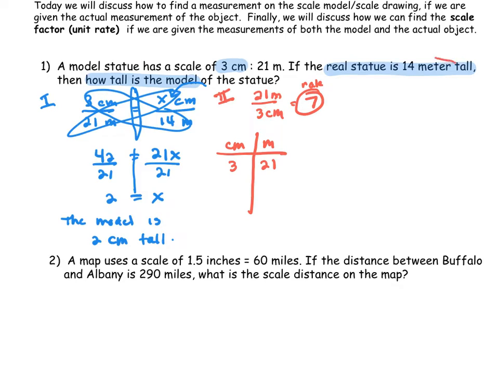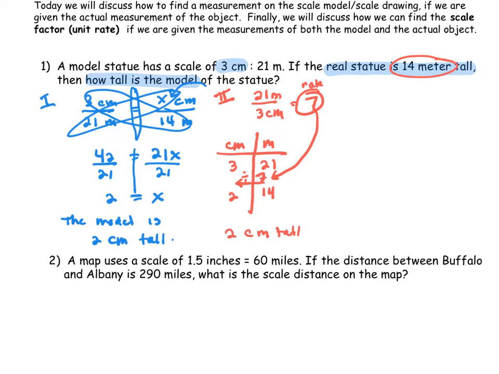But they also gave us the actual statue. So they've given us 14, and we need to now move this direction in order to figure out what the centimeters are. So we're going to divide by 7. This 7, that's where that comes into play, divide by 7. And we would get 2. And just like the first method, that means that our model is 2 centimeters tall.